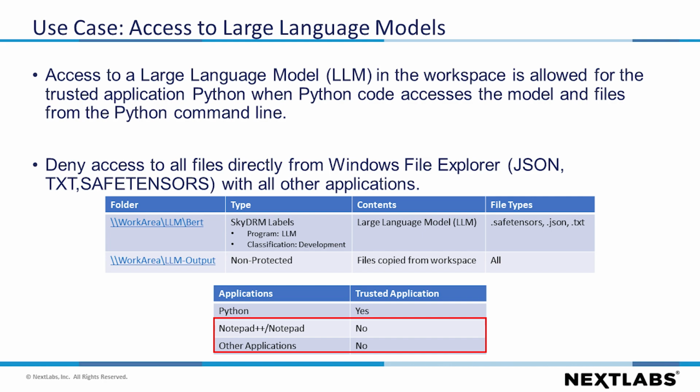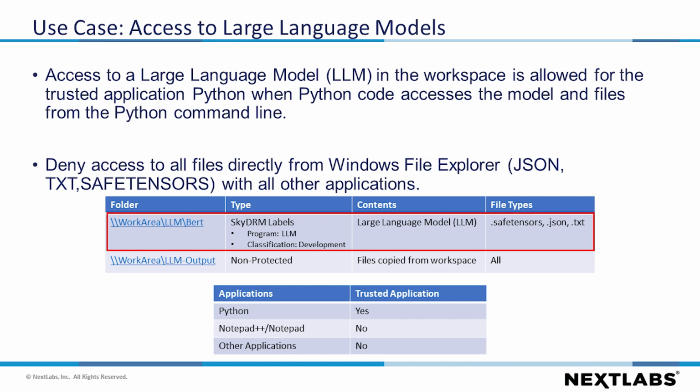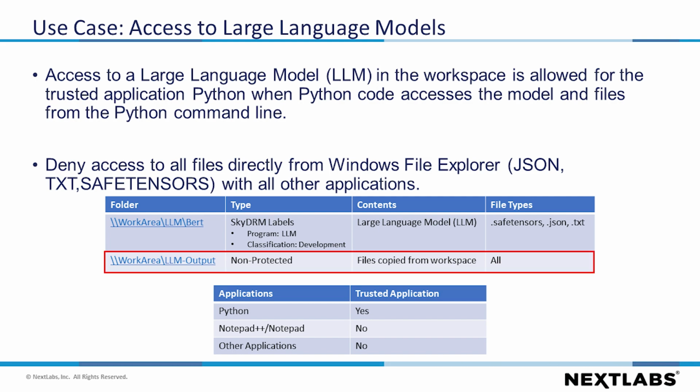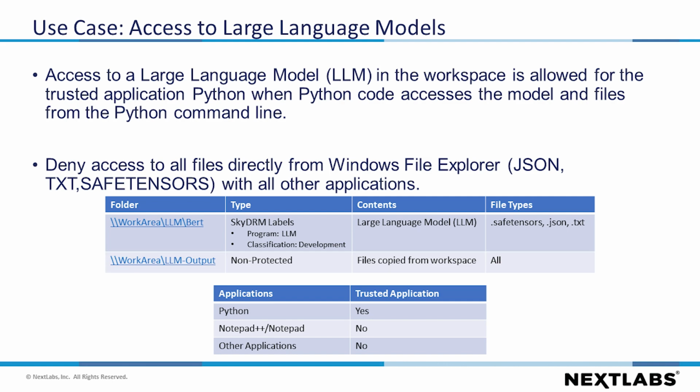We have two folders. One is the protected workspace for a large language model, with the file types of safetensors, JSON, and text. The second folder is a non-protected folder and will be used to copy files from the protected workspace. We will be using the Python command line, and it is the only trusted application. All other applications are not trusted. Now let's go to the demo.